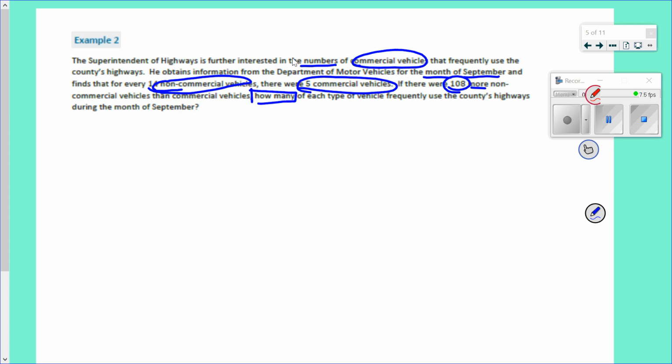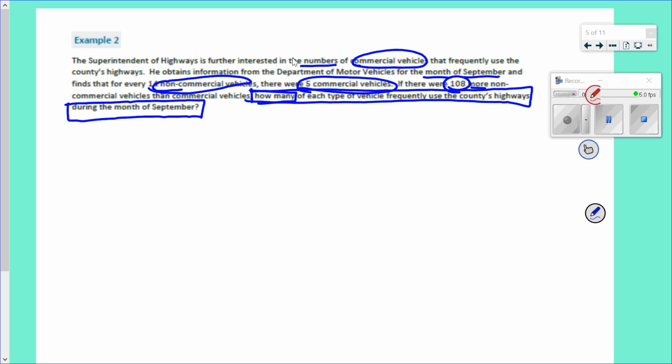Okay. So, actually, I've boxed this whole thing. This is our question. A lot of information in here, guys. So what is my question? What am I trying to find? Zachary, talk to me. You've been on a roll, buddy. You're trying to find how many of each type of vehicle actually use the county highway. Very good. Okay. How many of each type of vehicle?